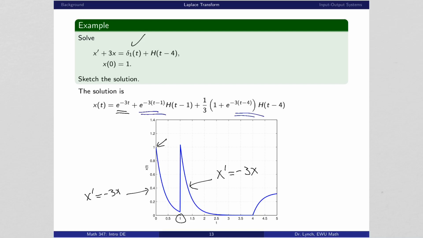Okay, we satisfy that differential equation until time 4, when we switch on a Heaviside function, and at time 4, things look like x prime equals negative 3x plus 1, which we expect to equilibrate to 1/3, and it does that pretty quickly.